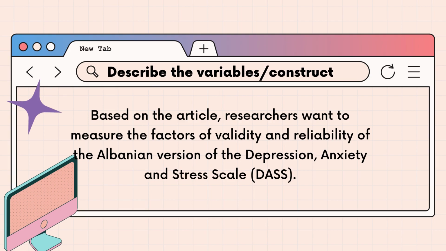Then, describe the variables or constructs. Based on the article, researchers want to measure the validity and reliability of the Albanian version of the Depression, Anxiety and Stress Scale. Thus, the scale is composed of 3 components as given in the original form, which are depression, anxiety and stress.